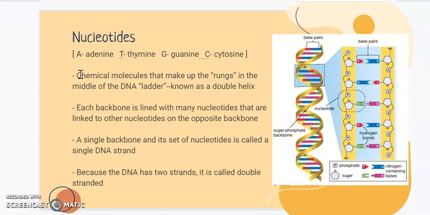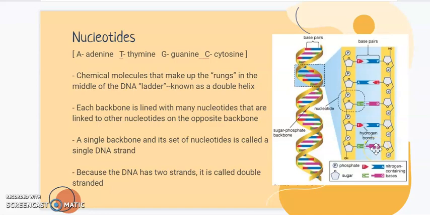Also, nucleotides. Everyone's heard of a nucleotide when they hear ATGC. We all know that A and T are paired together and G and C are paired together in a DNA sequence. These are the chemical molecules that make up the rungs in the middle of the DNA ladder. As you can see over here, these are the rungs in the middle, and then you've got your two side pieces. So your AT and your GC are going right here in the middle.